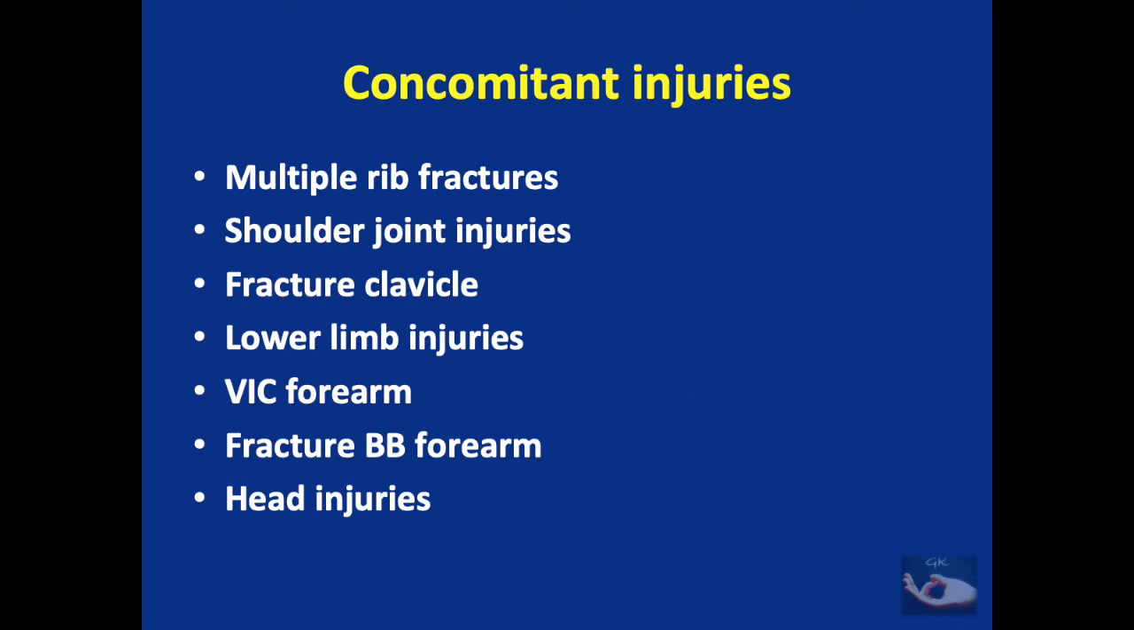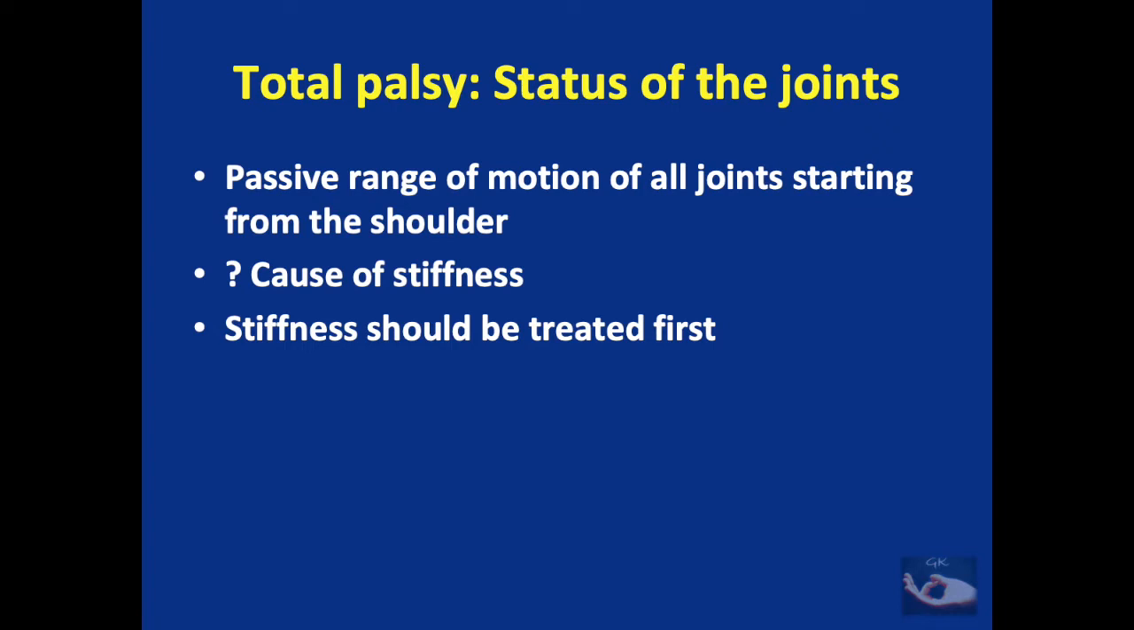Patients also differ with respect to the other injuries that they have sustained, like multiple rib fractures, shoulder joint injuries, lower limb injuries, and Volkmann's ischemic contracture of the forearm. For instance, if they have multiple rib fractures, we have to reconsider using the intercostal nerves as nerve transfers. Before planning the treatment protocol, we need to assess the status of the joints in the totally paralyzed limb. The passive range of motion of all the joints must be examined starting from the shoulder up to the finger joints. We also need to assess the cause of the stiffness, and this stiffness should be treated first.